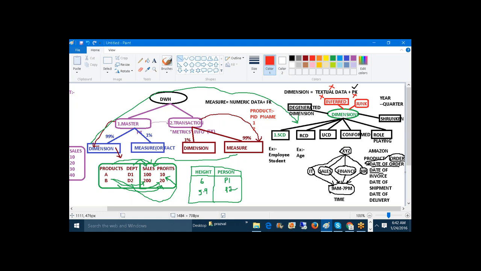Okay, guys. So it's all about the different types of dimensions. So the different types of dimensions are, let me recap again.